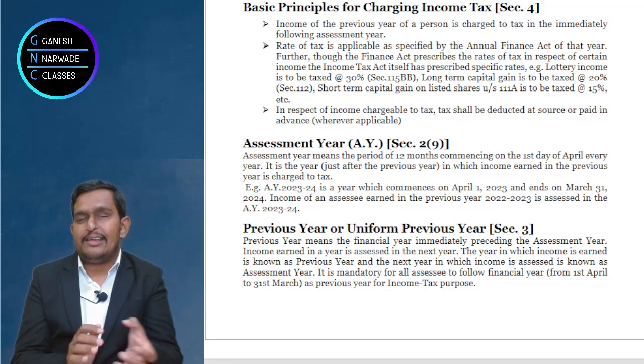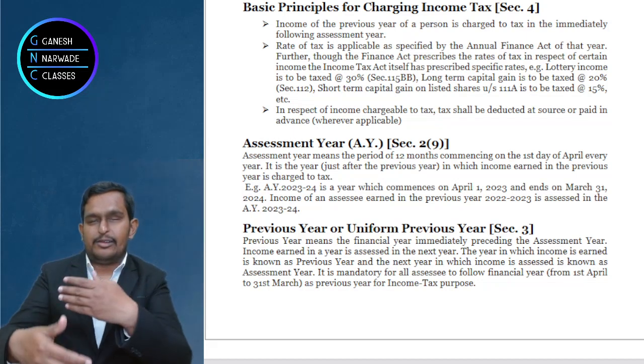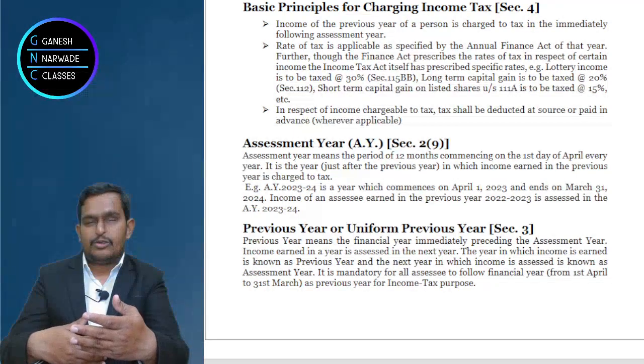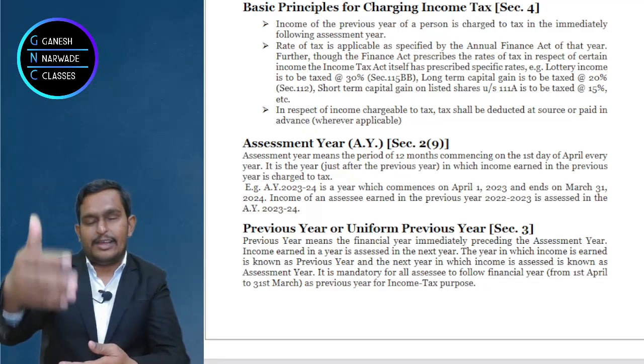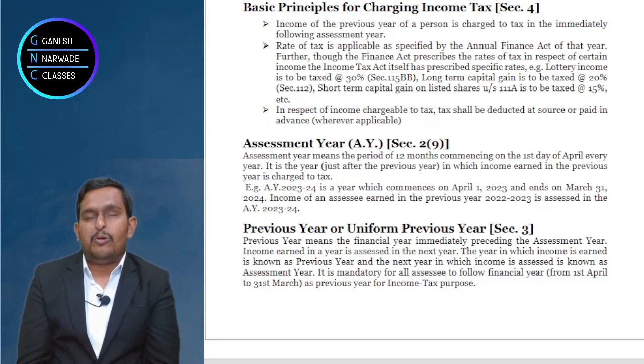In the same way, you will also earn income in year 2, and for that you pay tax in year 3. Now year 2 becomes the year of earning income, that is the previous year, and for that income, because once the year is over you know the income, you pay taxes in year 3, the assessment year. Like that it continues and overlaps: year 1, year 2, year 3, then year 2, 3, 4. So you earn income in the previous year and you pay tax in the assessment year. That's what the charging section says.